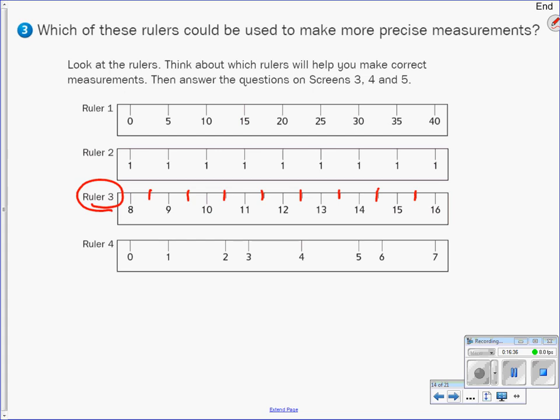All right, that ends it. So that ends our lesson for lesson 4.1 on measurement.